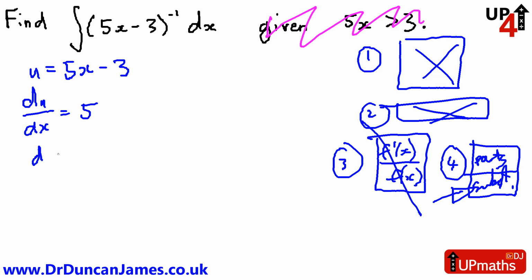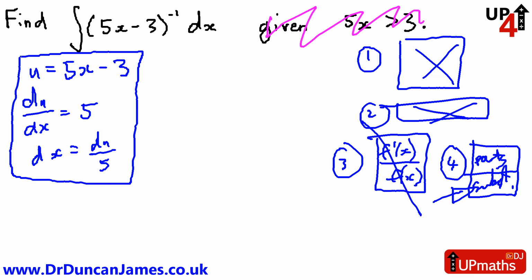So that means that dx equals du over 5. I've just done that in 2 steps, which is very dangerous. Feel free to do an extra step yourself. Right, so then that becomes the integral of u to the minus 1 du.